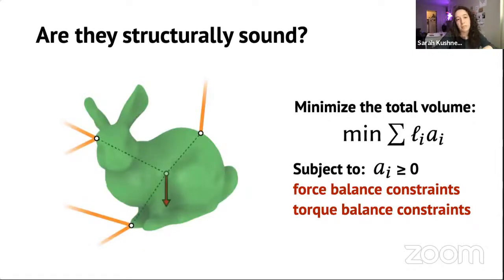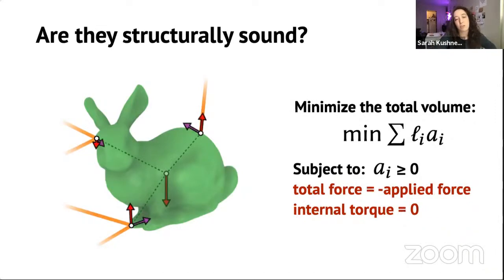For a solution to be physically valid, it must be in static equilibrium. And this just means that the total force on the object must be equal and opposite to the applied force, and we want the internal torque for each object to be equal to 0.